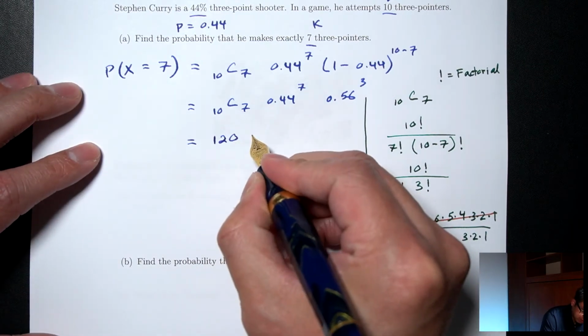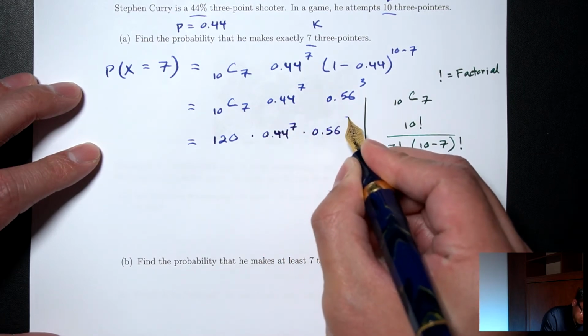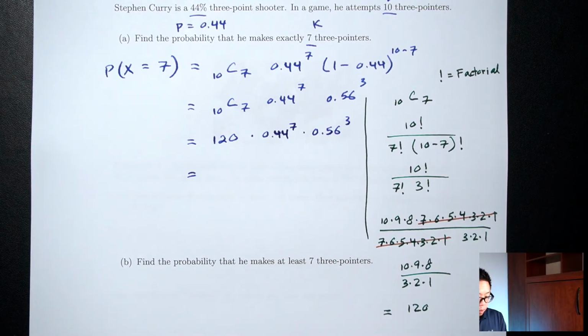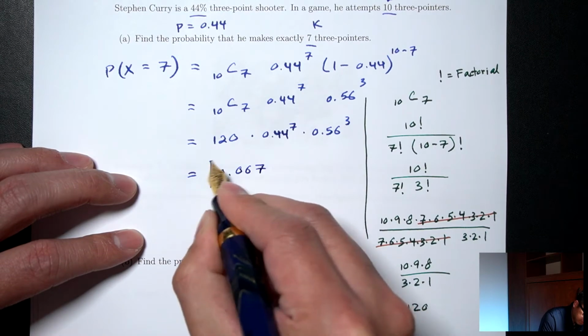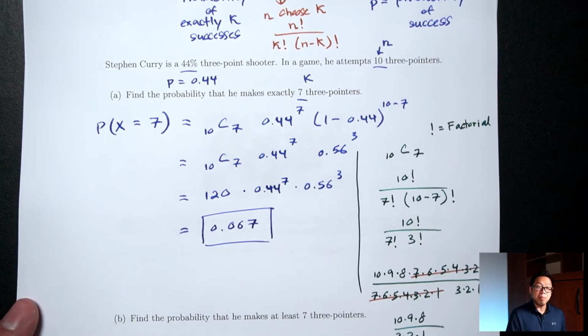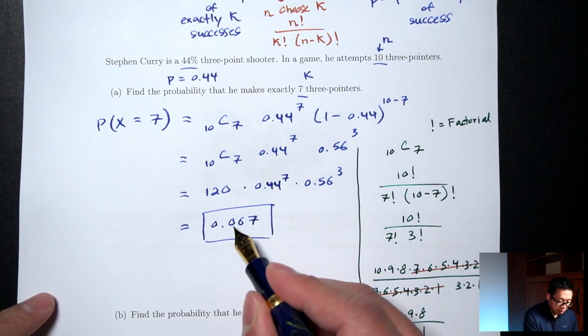0.44 to the 7 times 0.56 to the power of 3. So let me enter this into a calculator. 120 times 0.44 to the power of 7 times 0.56 to the power of 3. And I get 0.067. So if he takes 10 shots, the probability that he makes exactly 7 is 0.067, which as a percent would be 6.7%.